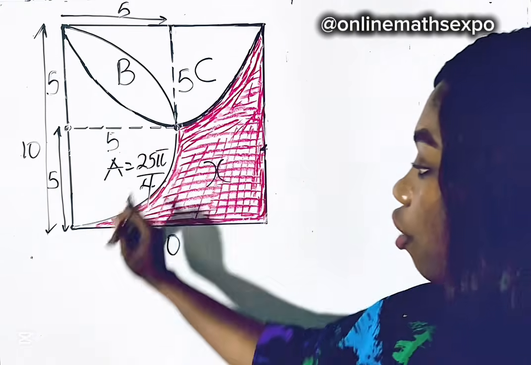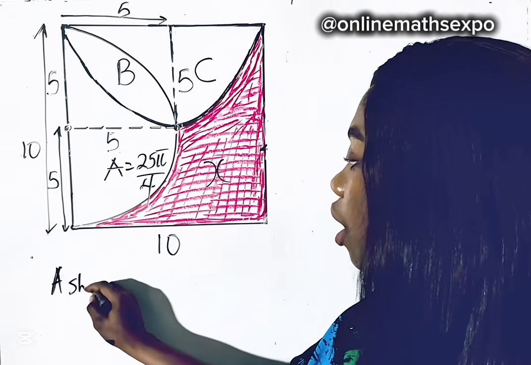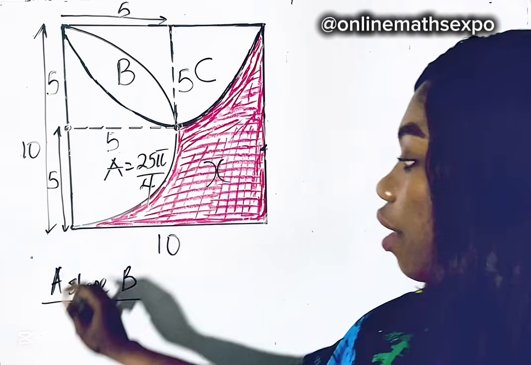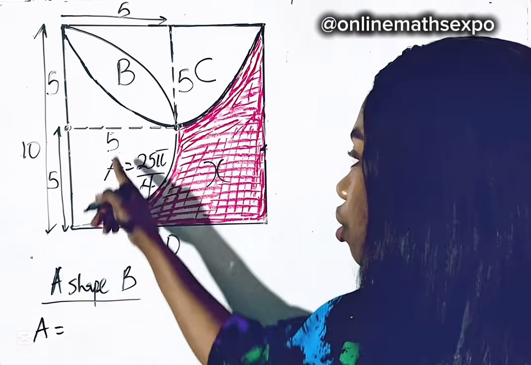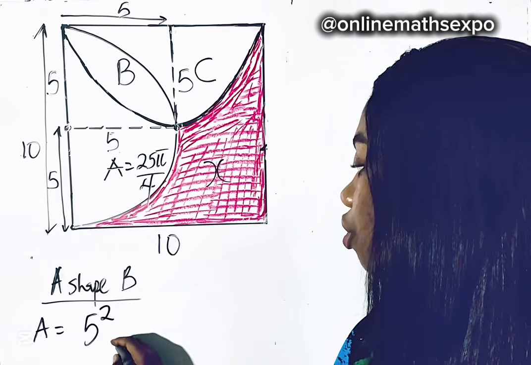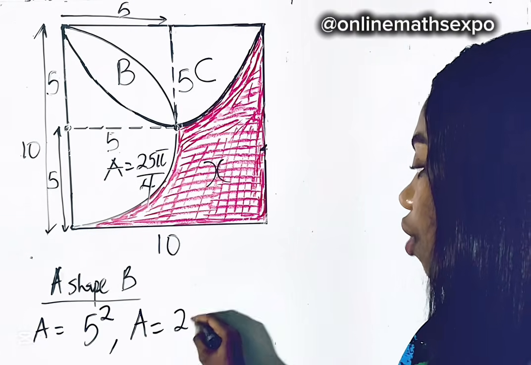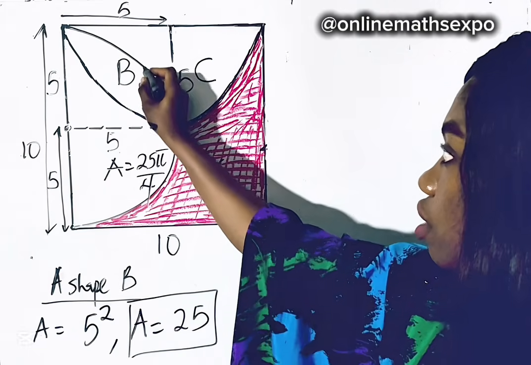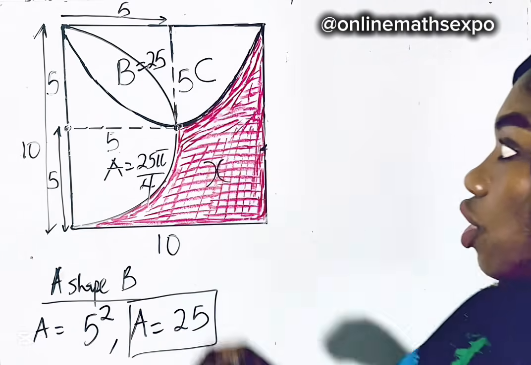So to find the area of shape B, we have it that the area of shape B is the same as the area of the square, which will give us, just multiply two sides, which is 5 squared, and that will give us 25. So the area of shape B is 25 squared units.